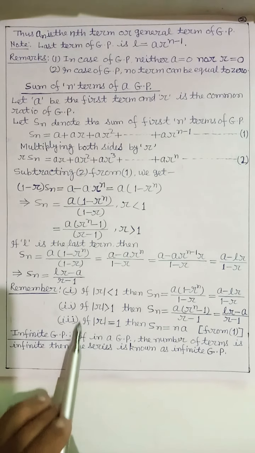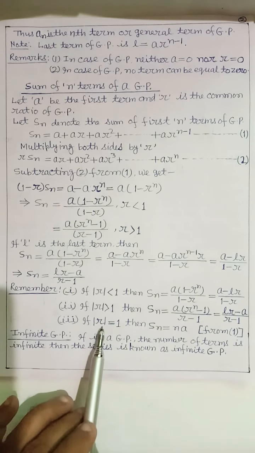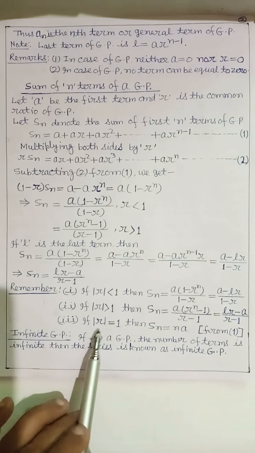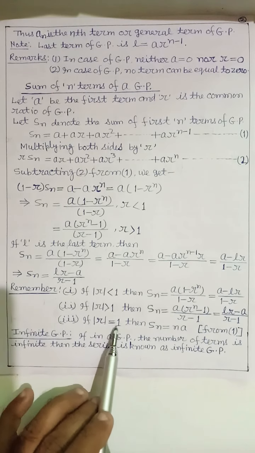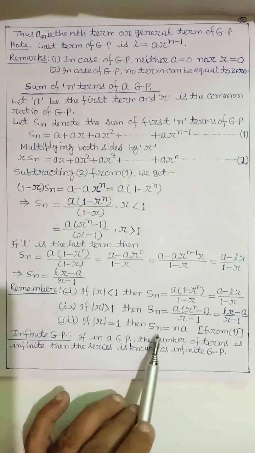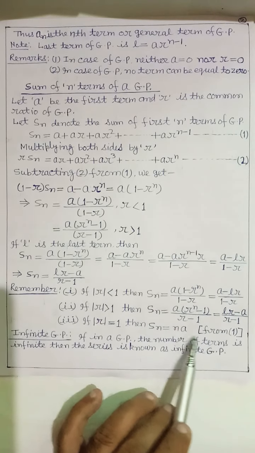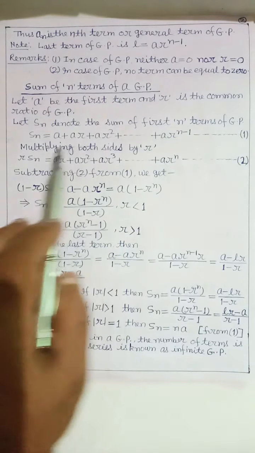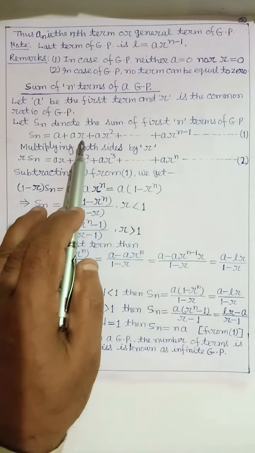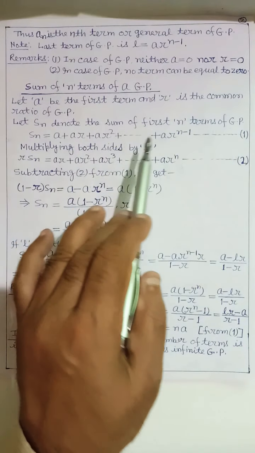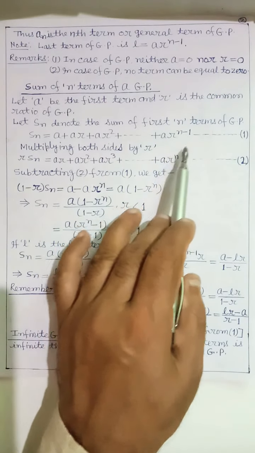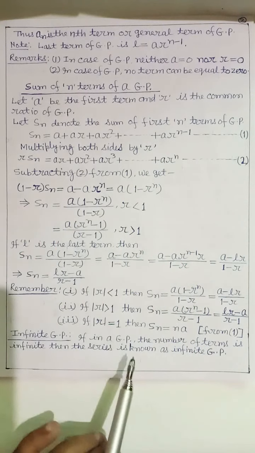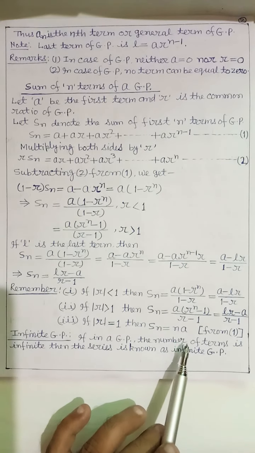And here this is important: if mod of R is equal to 1, in that case Sn is equal to Na, because we get A plus A plus A plus A up to n times, so this is equal to Na.